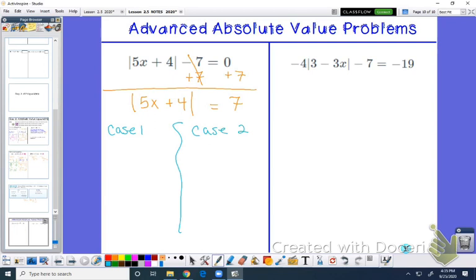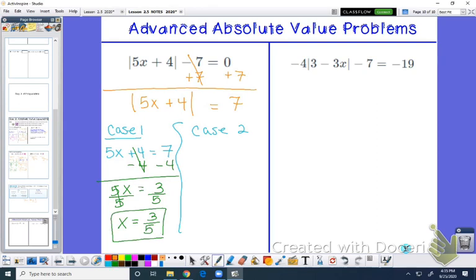So we look at our equation. The positive case would be 5x plus 4 equals 7. And we need to solve this, so we're going to subtract 4 from both sides. Those add up to 0. We have 5x is equal to 3. We're going to divide both sides by 5. 5 divided by 5 is just 1, so we are left with x. And then over here, we're going to leave this as 3/5.